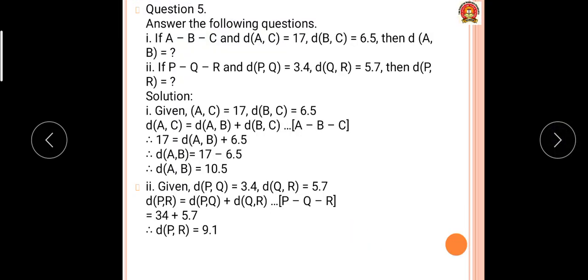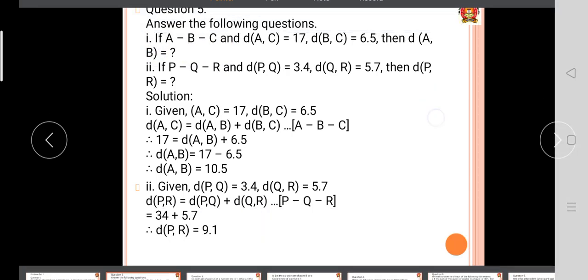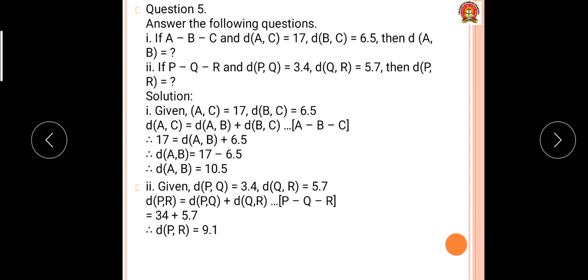Now see question number 5. Answer the following question. If A-B-C, now see here the one-to-one correspondence is given. It means that B is in between A and C, and the distance of A comma C is equal to 17. Distance of B comma C is equal to 6.5. Then what is the distance of AB? So we have to find the distance when two distances are given. AC is 17, BC is 6.5. Distance of AC is equal to distance of AB plus BC, because this one-to-one correspondence is given. It means that B should be in the middle.